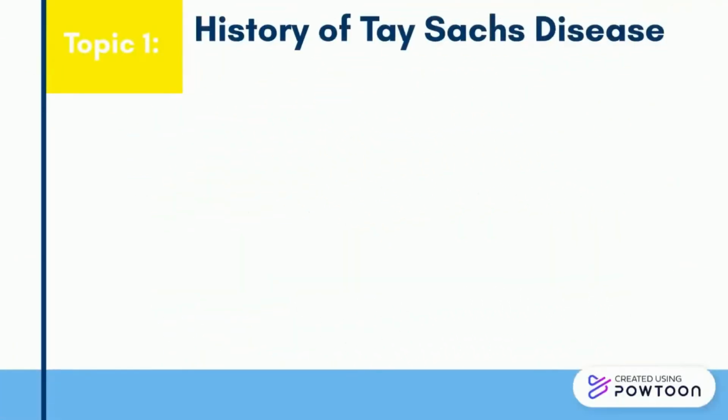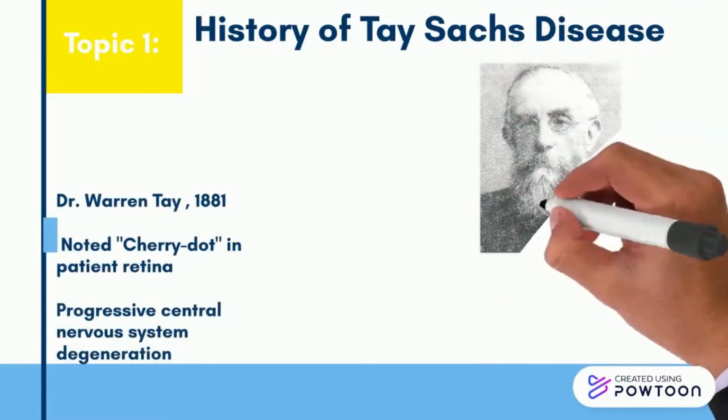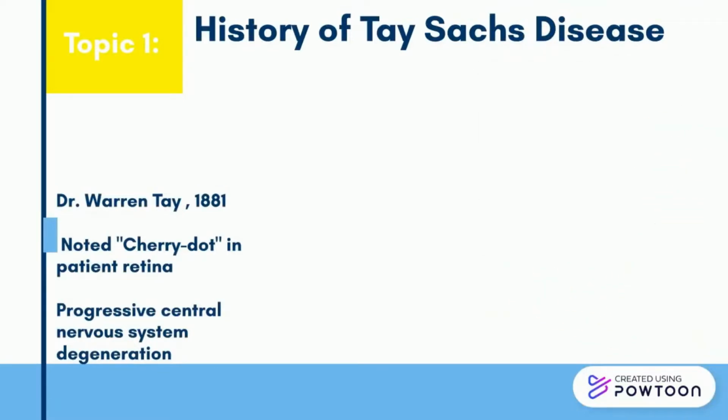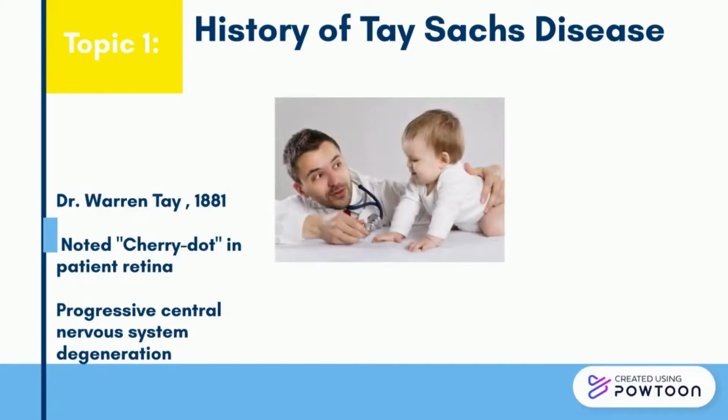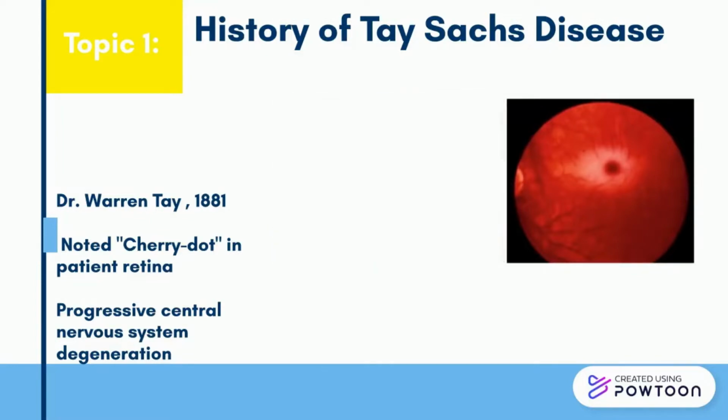Starting with the history of Tay-Sachs disease, we go back to 1881, when the British ophthalmologist Dr. Warren Tay made an observation as he checked the eyes of a 1-year-old patient. He came across the cherry red spot on the retina of the small kid, while at the same time noticing some progressive central nervous system degeneration, especially in the kid's mental and physical performance.